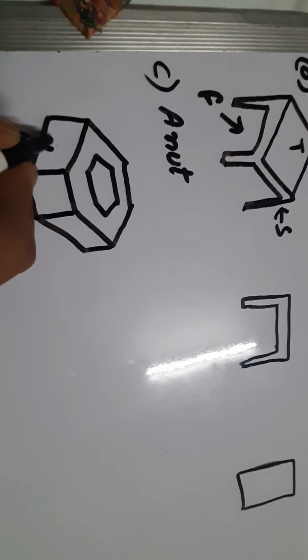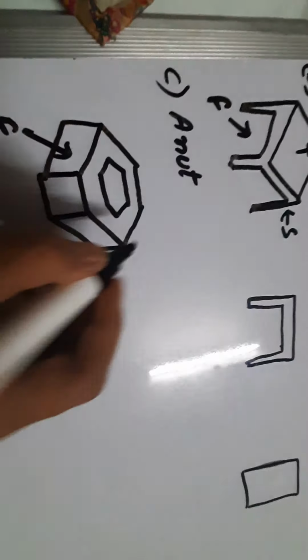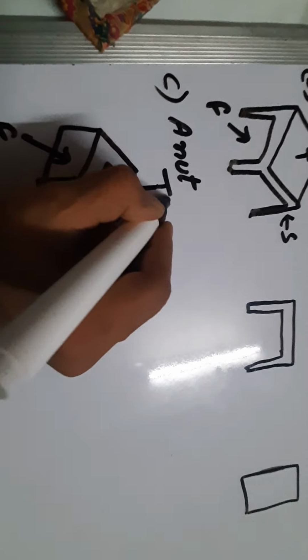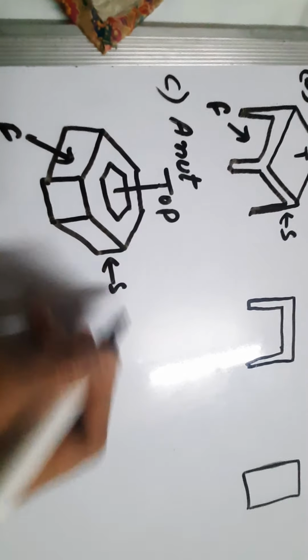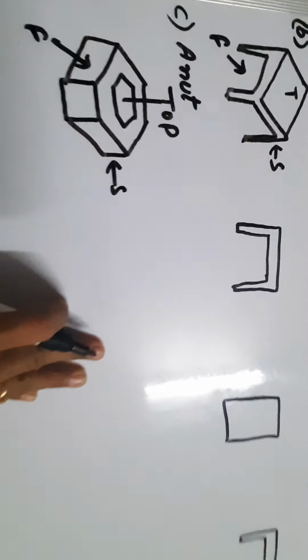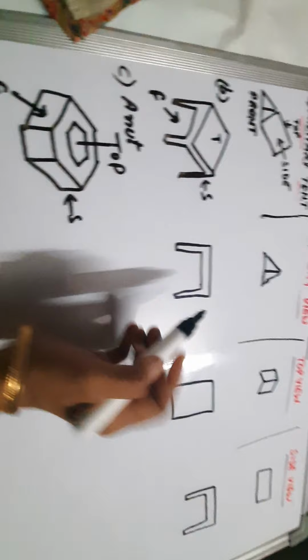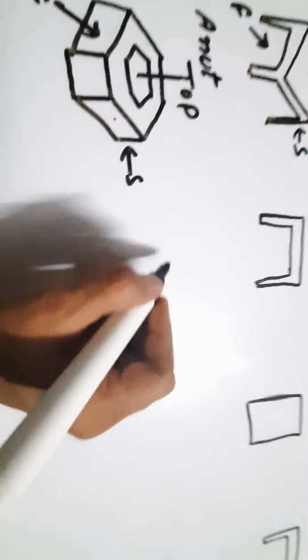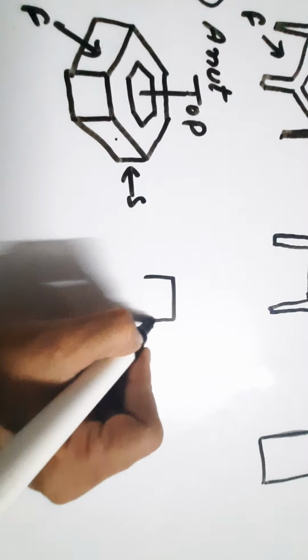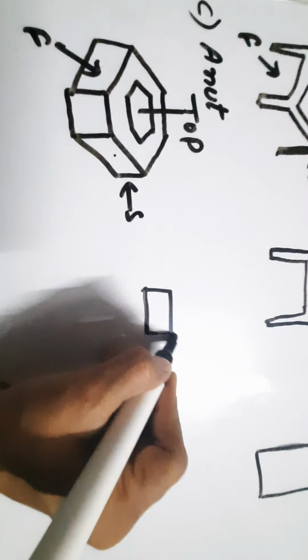So this is the front view, this is top, and this is side. So for this, let us draw. First one is front view. In the front, these three faces are visible. So we'll make the middle one, then the side ones.